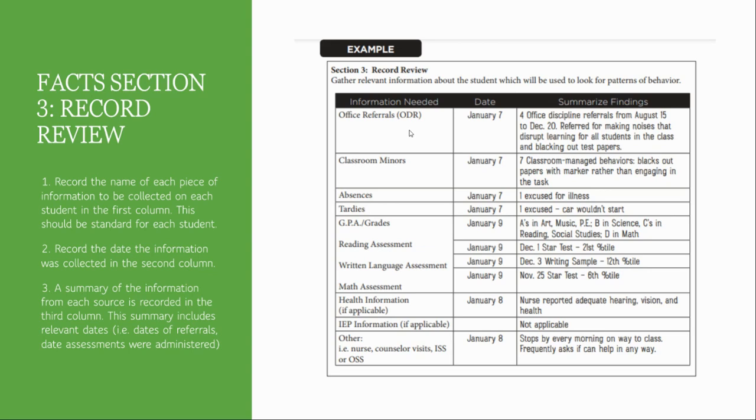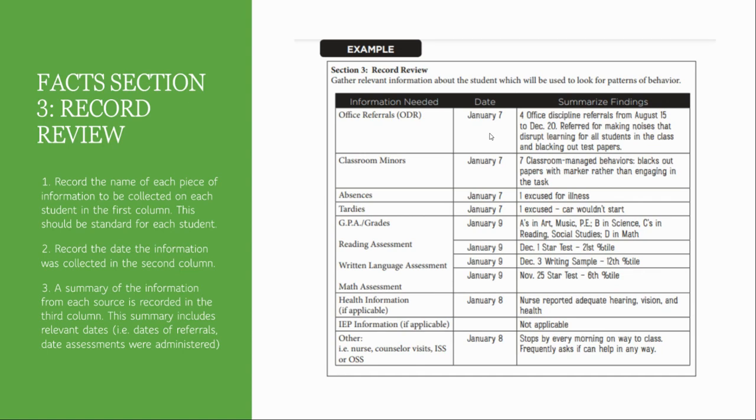So we want to decide as a team what artifacts we're going to use, and we want to be consistent when we're looking at all of the students that we are considering. The second thing is the team is going to record the date the information was collected in this middle column. So in this case, you see it was collected on January 7th.